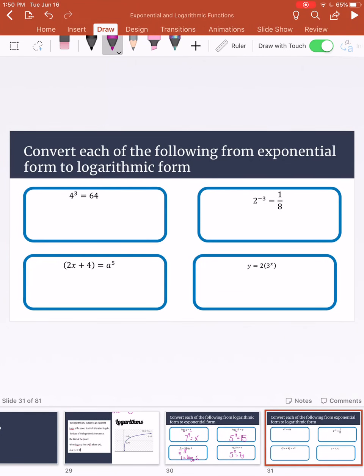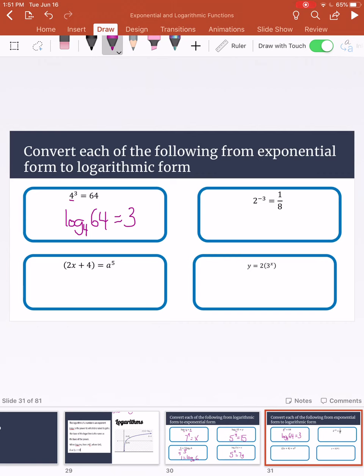All right, now we're going to do the opposite. So we're going to go from exponential form to logarithmic form. So I'm going to write log. The base of my exponent is the base of my logarithm. Whatever my exponent equals, that's the argument. And remember, logarithms always equal the exponent, which in this case is 3.